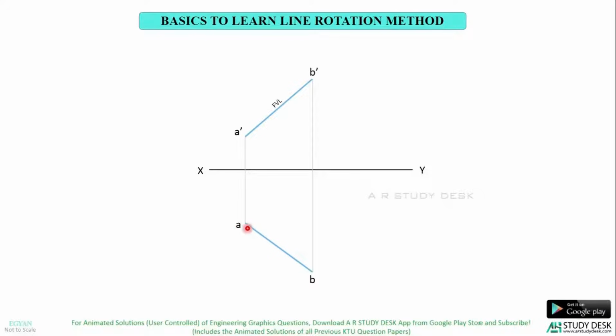Similarly, is this top view the true length? No. Why? Because the front view is not parallel. The front view is also inclined. So you don't get the true length in the top view also. This is just the top view length, which is the apparent length.